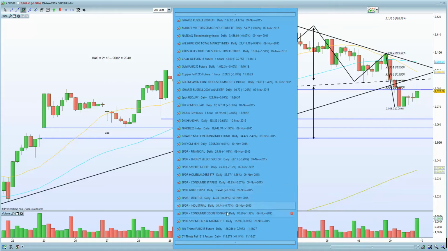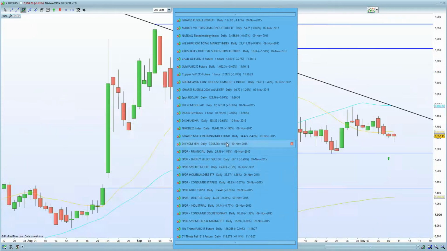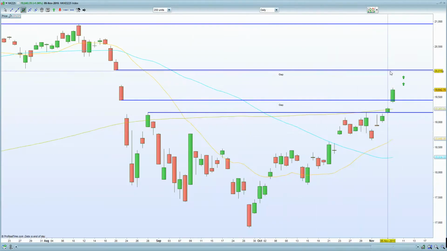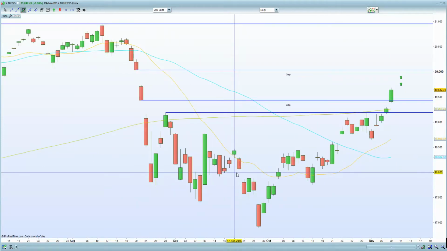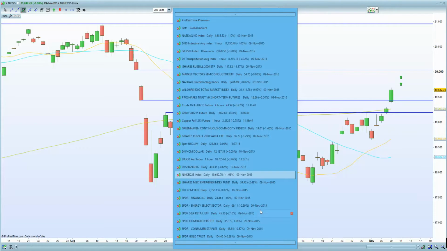Now you can see here on the Nikkei itself, let me bring this up for you, that we are targeting the gap level at 20,000 on the Nikkei. So again, one needs to take that into consideration when trading the actual market itself. That is something I'm going to be taking into consideration as to whether I'm bullish or bearish.